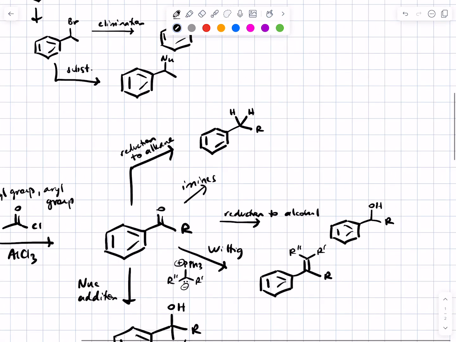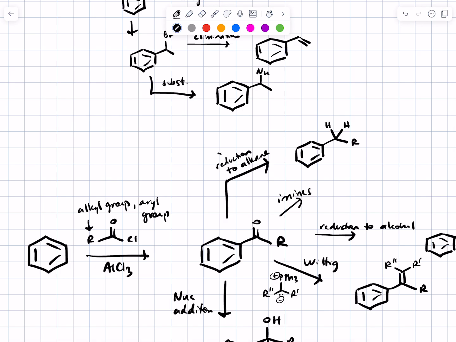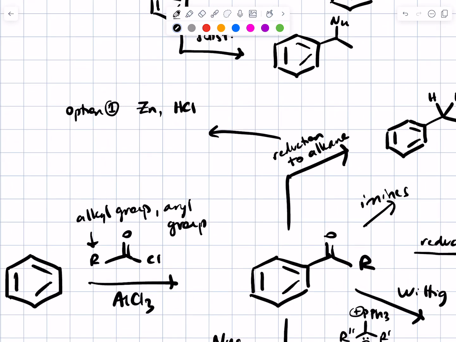Okay, and there are two different conditions that do this. Option one, which works, is zinc and HCl. Zinc metal can reduce the ketone. The mechanism we're not going to talk about probably involves single electron transfer from the metal to the pi star of the ketone to get started. That's one option, and that's probably a memorized reagent.